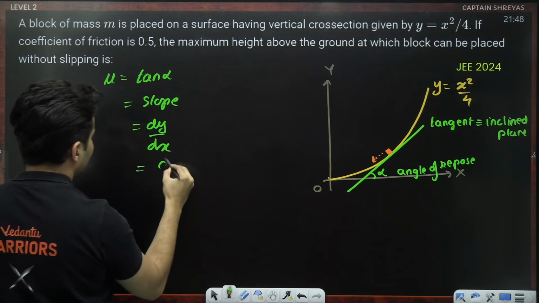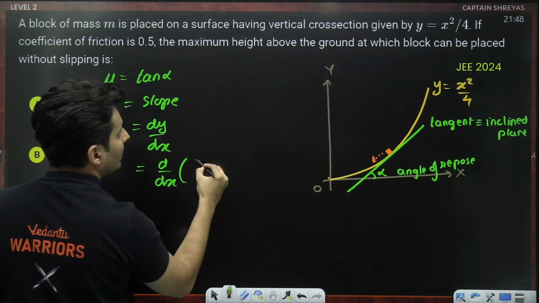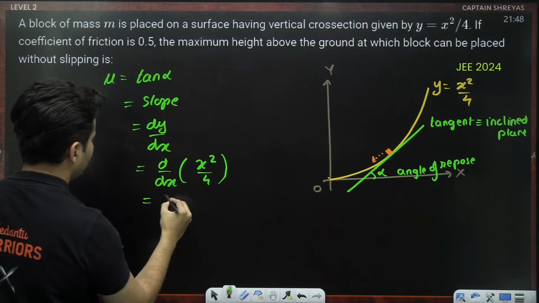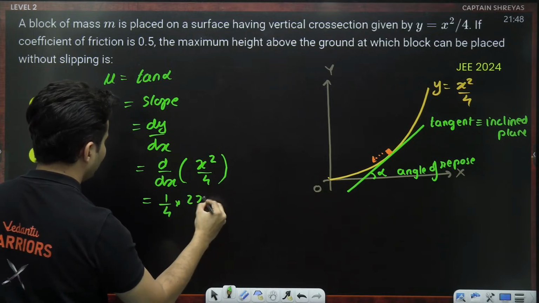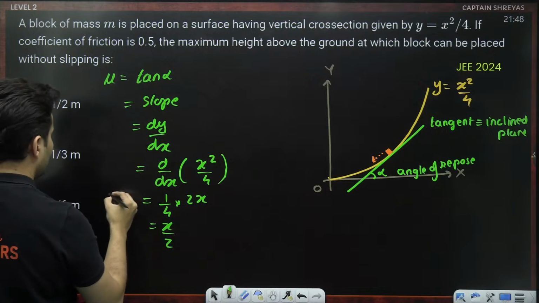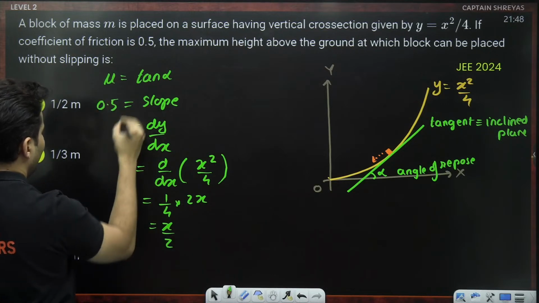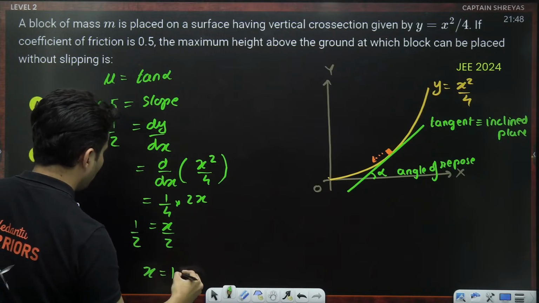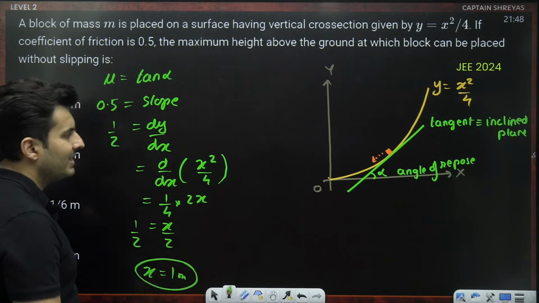dy by dx means the derivative of x square by 4, which is 1 by 4 multiplied by 2x, which is just x by 2, and coefficient of friction was already given to be 0.5. 0.5 means half, so this is half. That means x is equal to 1 meter. So x is basically 1 meter.